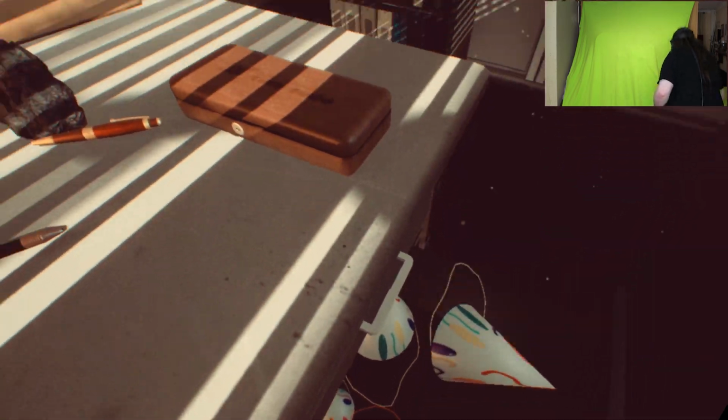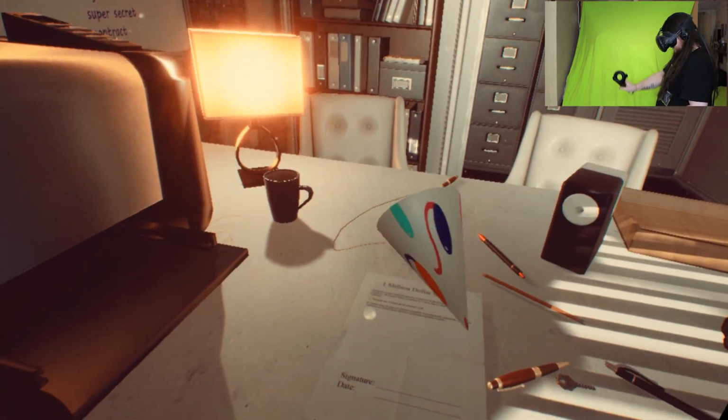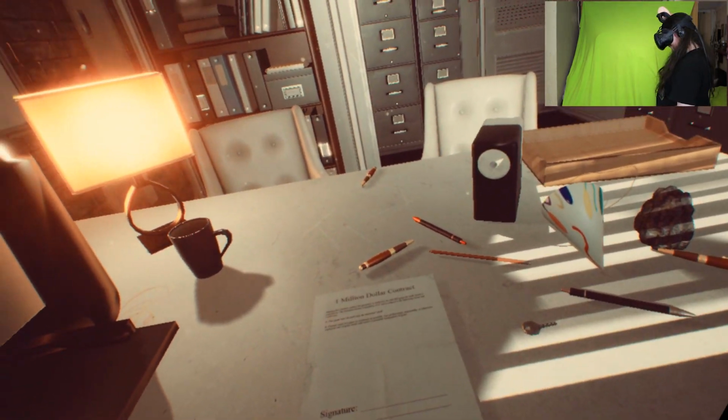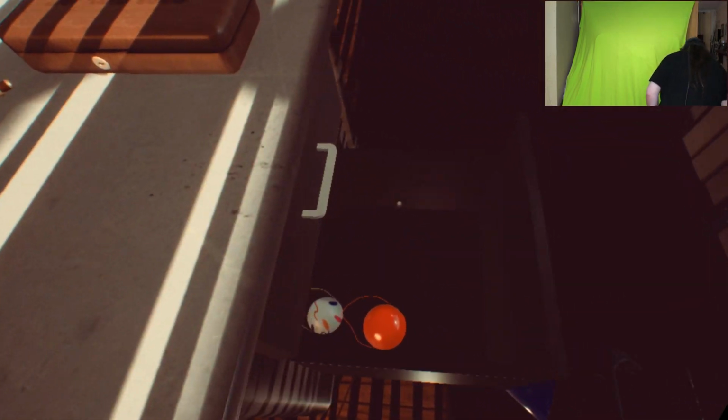Oh, I can't put a hat on. Can I write with hat? I can't write with hat. Nope. Cup. Okay. There's a drawer there. That must be what the key is for. Files. No.